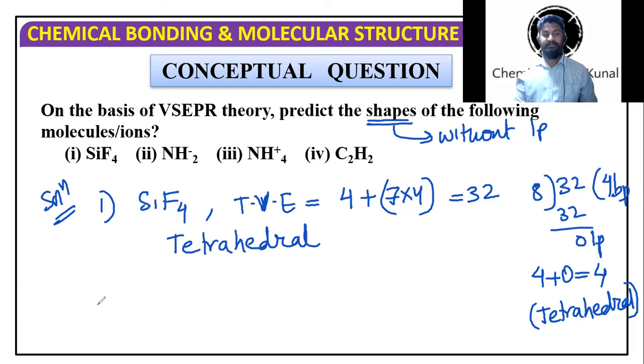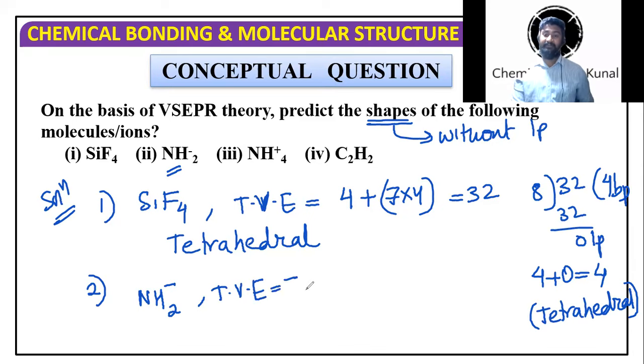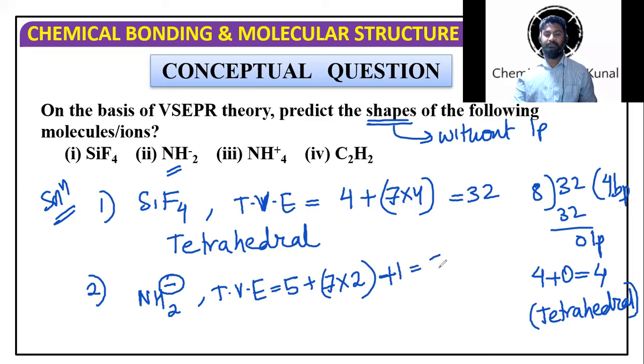Okay, next question. NH2 minus, the amide ion. How to do this question? Very easy. Just find the total valence electrons. How many valence electrons does nitrogen have? You're absolutely right, 5. Hydrogen has how many? I know it has 1, but for this shortcut, we'll take it as 7, as I told you at the beginning of the chapter. 7 into 2 is 14. Minus means an electron is gained, plus 1. What do you get? 5 plus 1 plus 14, which is 20.